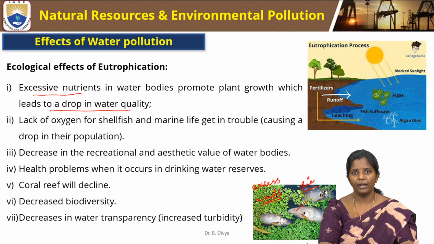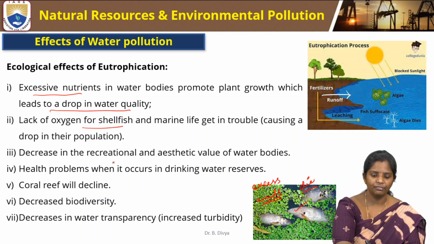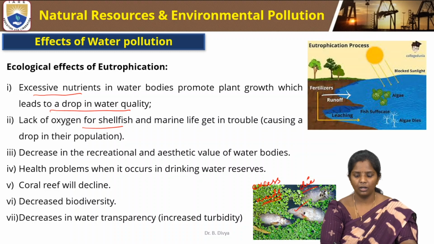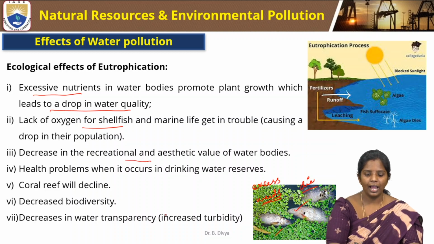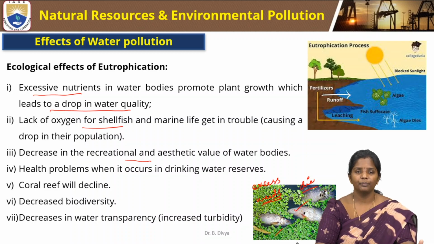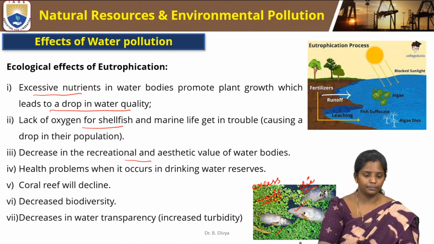Whenever the quality is bad, the organisms living in the water get affected. The lack of oxygen puts shellfish and marine life in trouble, causing a drop in their population. There is also a decrease in the recreational and aesthetic value of water bodies. For example, if we want to go to some areas where the water body looks like an aquarium, beautiful because of different kinds of fishes, a decrease in population reduces the recreational purpose, and mankind doesn't visit the place.